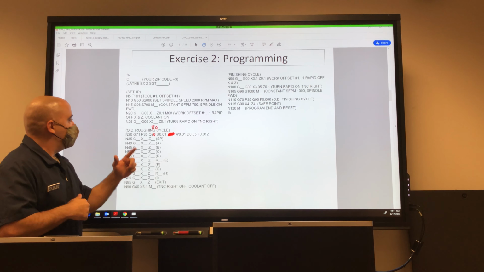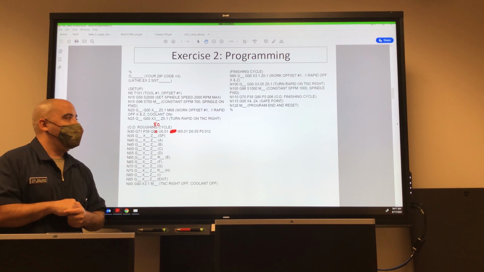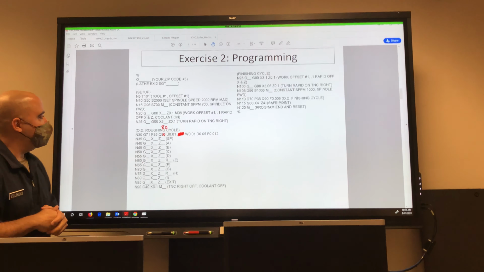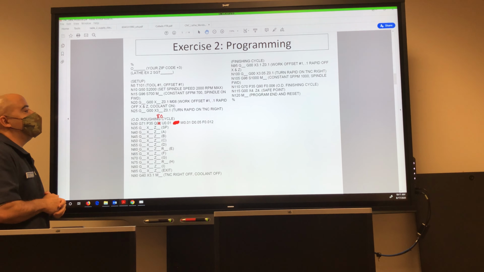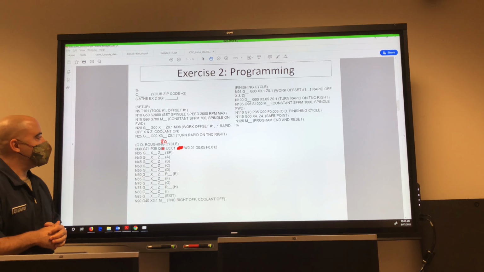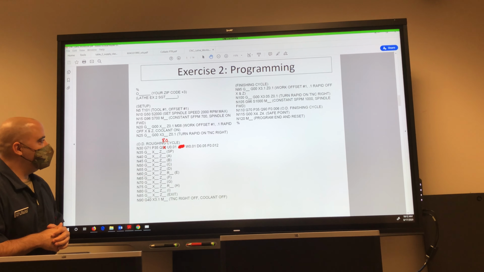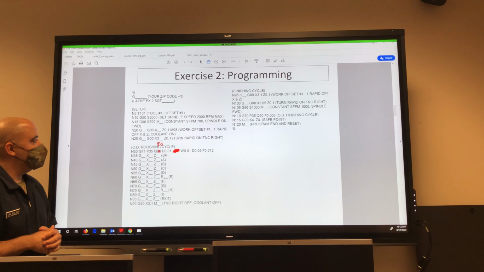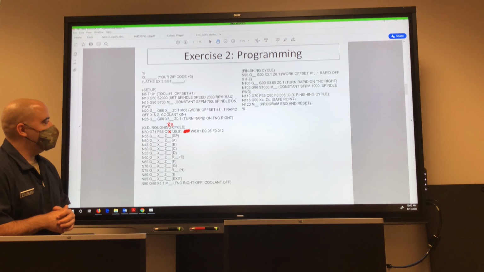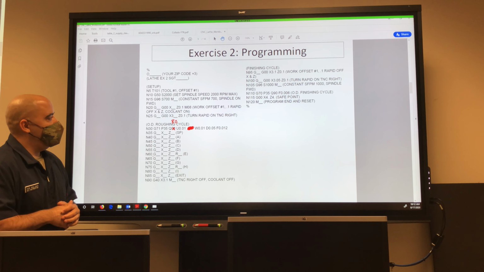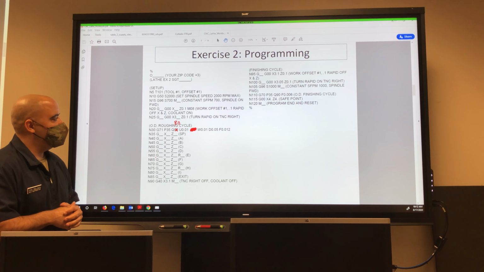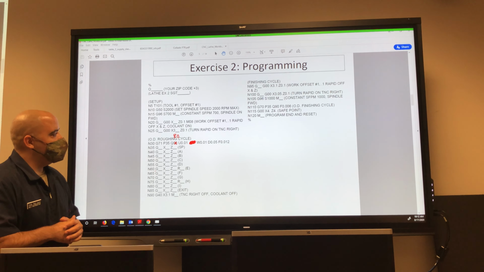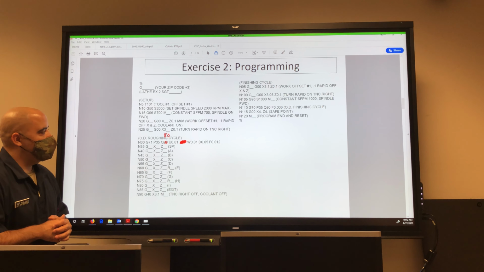So next, N30. N30 is going to be G71, which is your rough cycle, P35, which is the start of your cut, you're starting on line 35, Q80, which is the end of your cut, you're ending on line 80, U0.01, which is the material on the X-axis, W0.01, which is the material on the Z-axis, D0.05, which is the depth of your cut, and then F0.012, which is your feed rate.